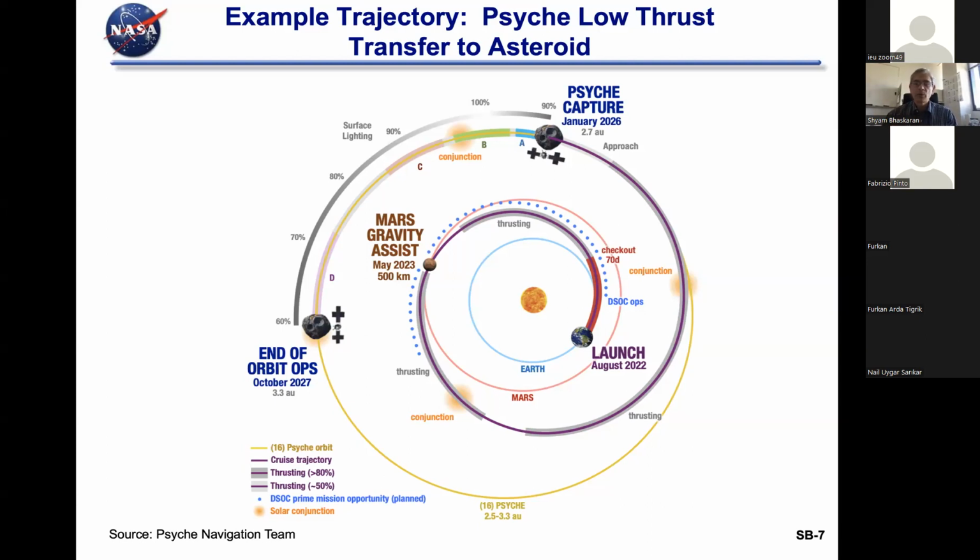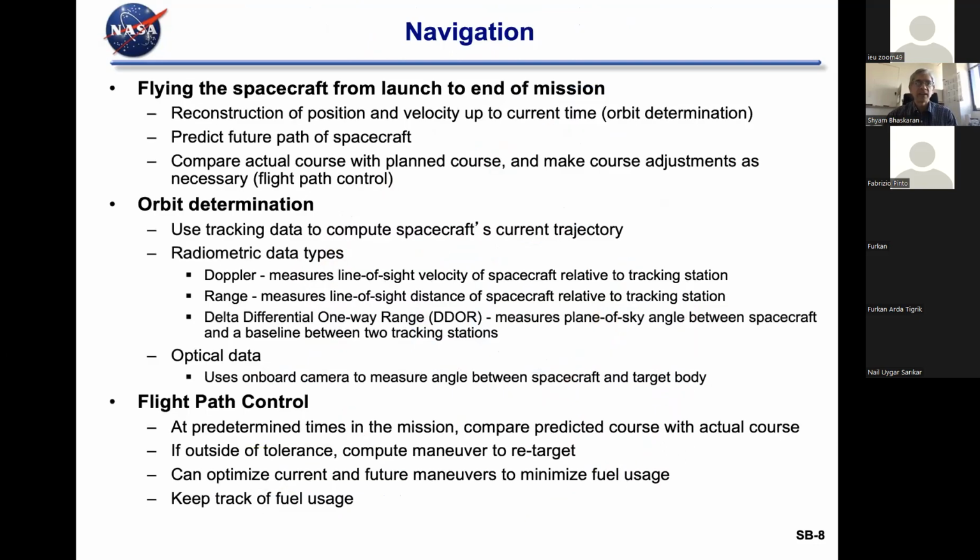And that's the first thing we always do in any mission, is to design these reference trajectories to tell us, okay, here's ideally what we'd like to do. And the next part is navigation. Once we actually launch, now we have to fly this trajectory. We have to make sure we achieve this reference trajectory. And that's what we call navigation. So flying the spacecraft from launch to end of mission, which includes reconstructing the position and velocity of the spacecraft up to the current time, which is what we call orbit determination, or determining the orbit of the spacecraft.